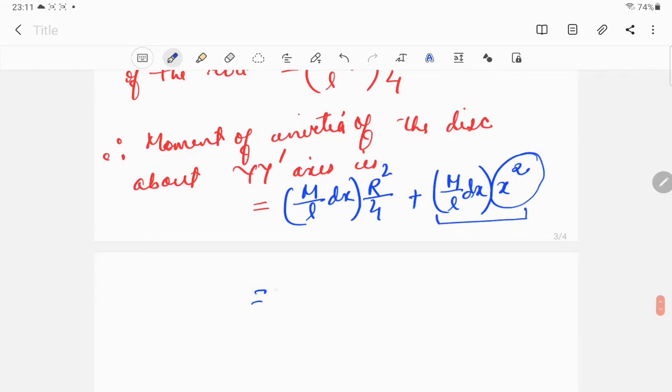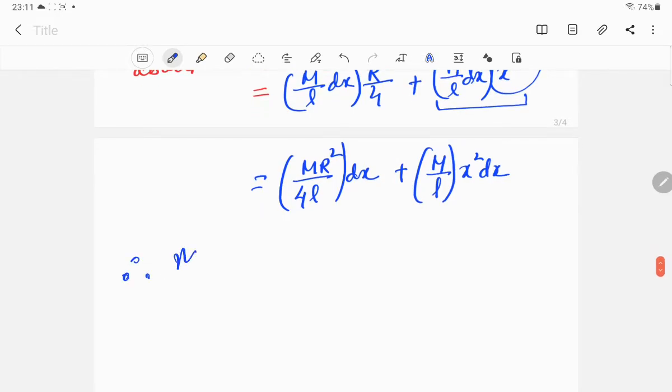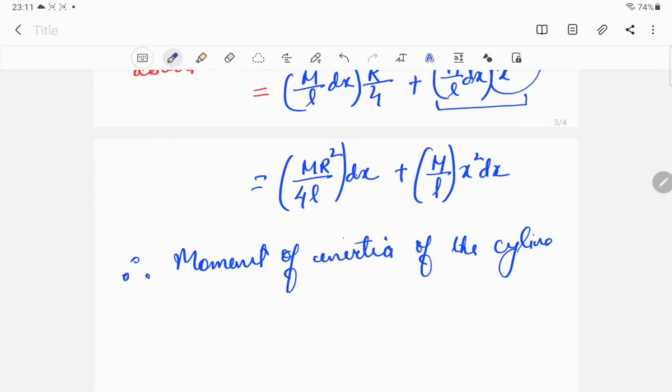So we can simplify it. It will be m r square by 4l dx plus m by l x square dx. Therefore, the moment of inertia of the cylinder about y dash is equal to I equal to, so the moment of inertia of the cylinder about y dash.